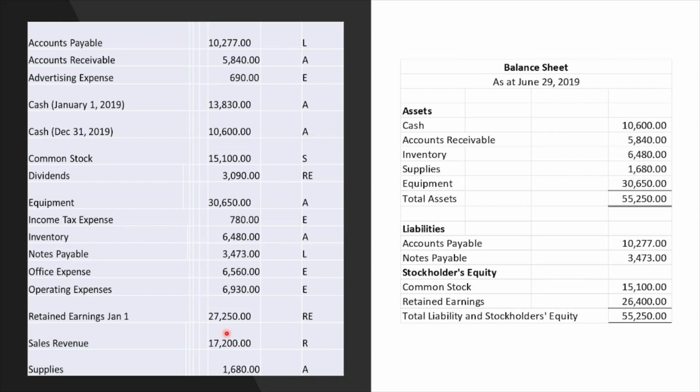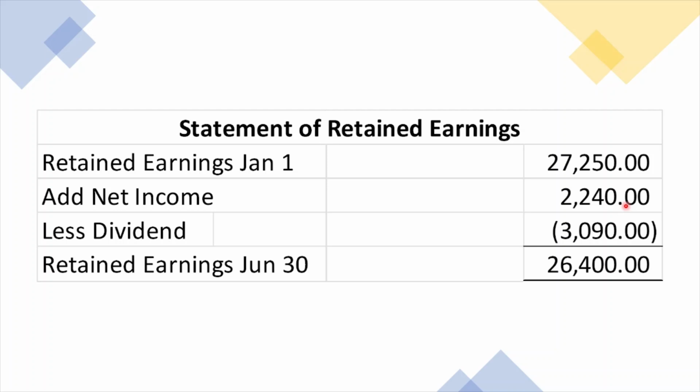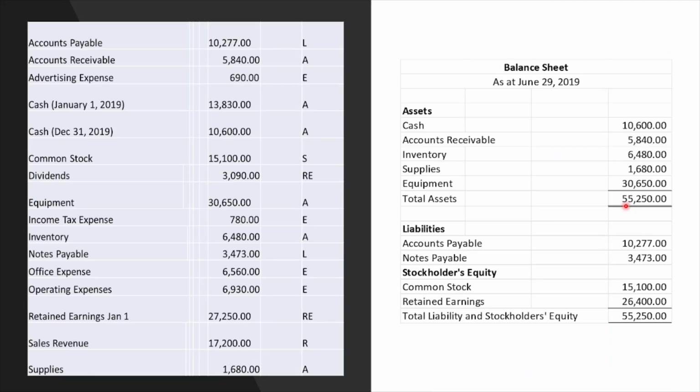And we plug it in here. And you can see liabilities plus stockholders' equity, 55,250, and it matches our total assets, 55,250. That's how you prepare your balance sheet. So we've successfully prepared the income statement, the statement of retained earnings, and the balance sheet.